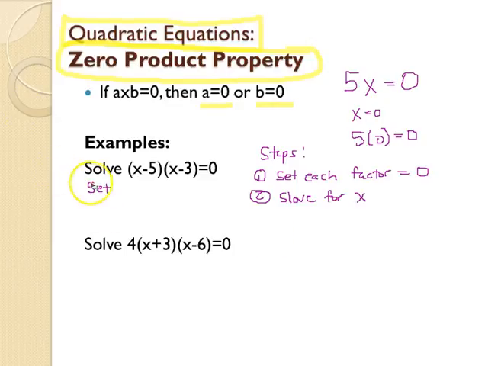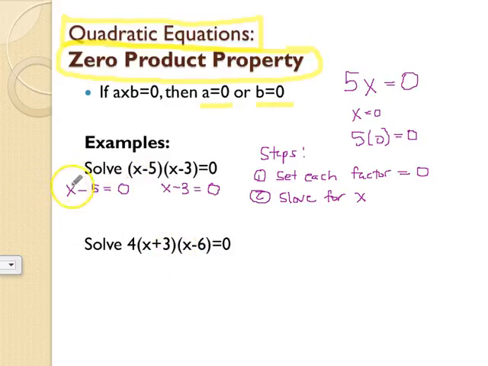So what does that mean? When I say set each factor equal to 0, well, we have two factors. We've got x minus 5 as a factor, and we've got x minus 3 as a factor. Those are our two factors, and we're going to set each of those equal to 0. We're going to treat them as two different equations, and then we'll solve for them one at a time.